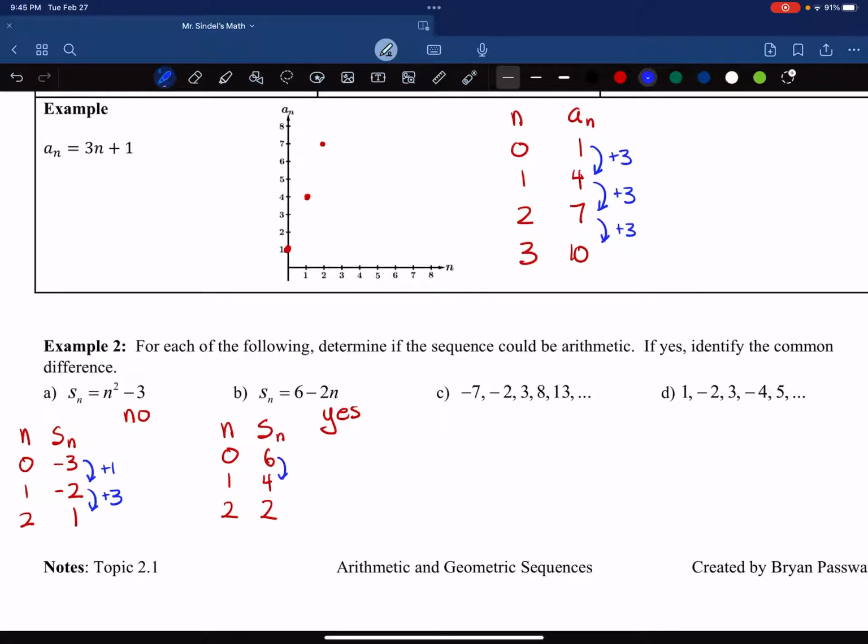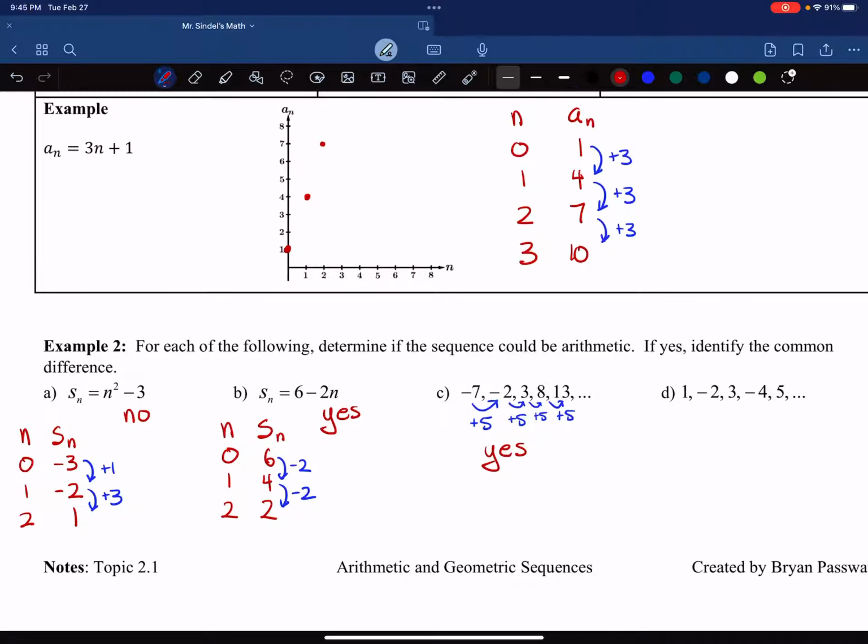To get from 6 to 4, I subtract 2. To get from 4 to 2, I subtract 2. And you can see, oh yes, look, these common differences are all the same. If they're all the same, then it is an arithmetic sequence. All right, what about part C? Again, it basically did the table for us, so let's go ahead and analyze these jumps. To get from -7 to -2, I add 5. To get from -2 to 3, I add 5. To get from 3 to 8, I add 5. And to get from 8 to 13, I add 5. So this one is also a yes. This one is arithmetic.